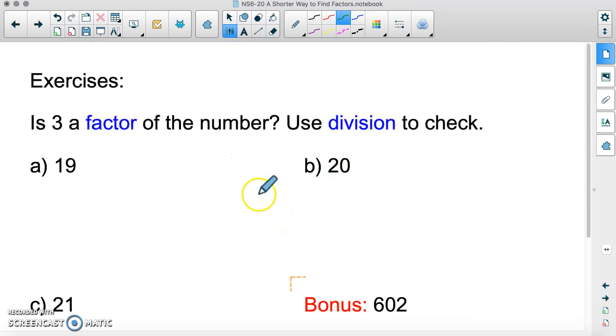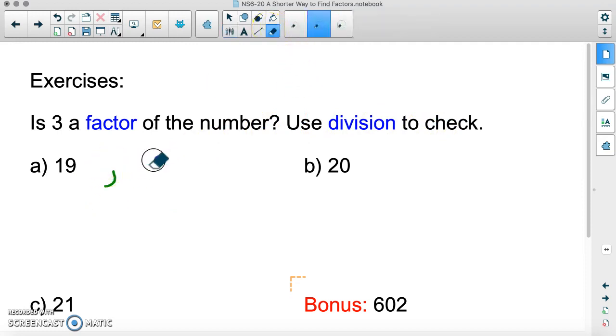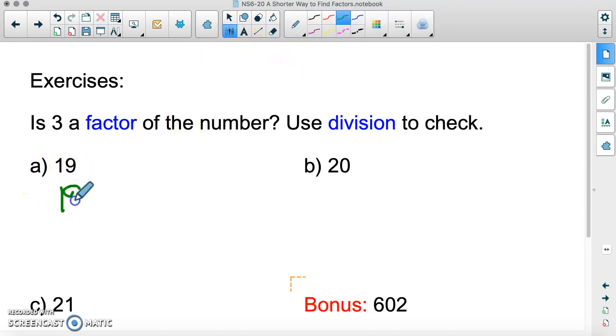So I want you to do these exercises on your board. Is 3 a factor of the number given to you? And you're going to be using division. So let's do A, for example, together. Sorry, we're not going to do long division yet. I'm jumping ahead. We're going to think of 19. Can we do 19 divided by 3?